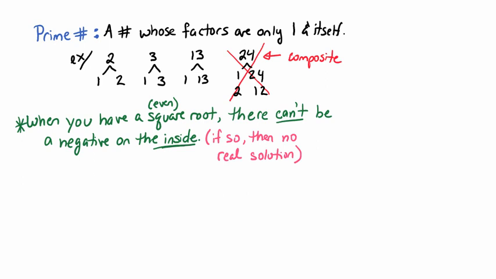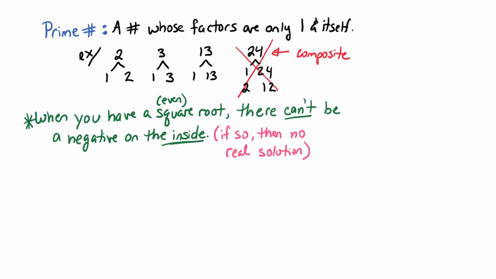Now when you have a square root, or an even root for that matter, there can't be a negative on the inside. If that happens, then your solution is really no real solution. Now let's head back to our product property.